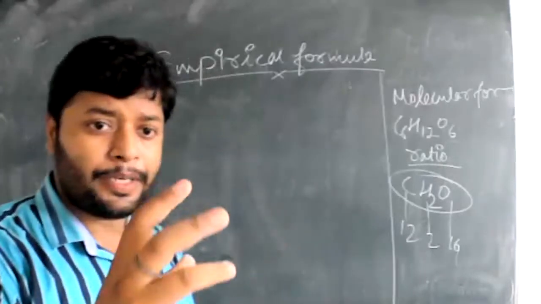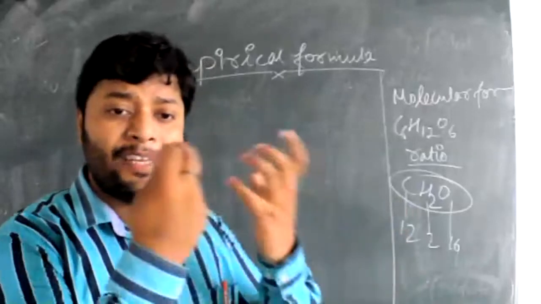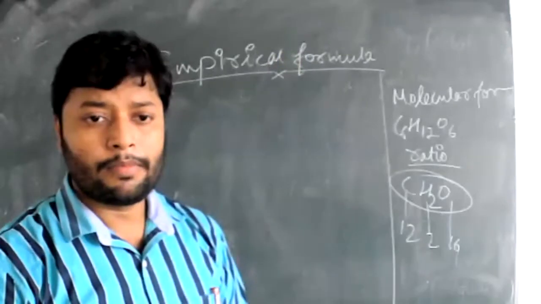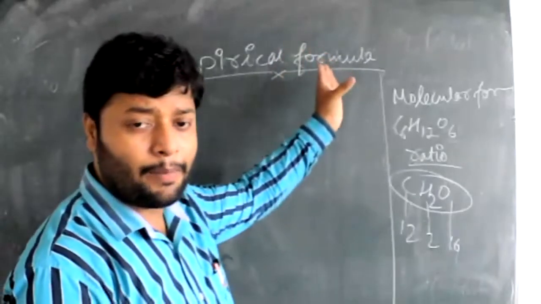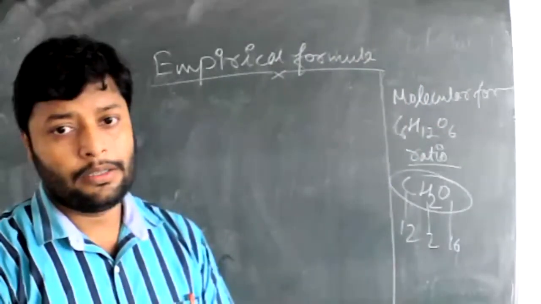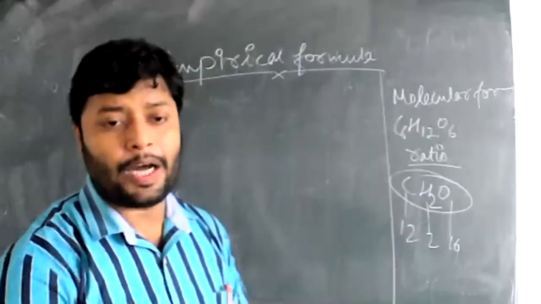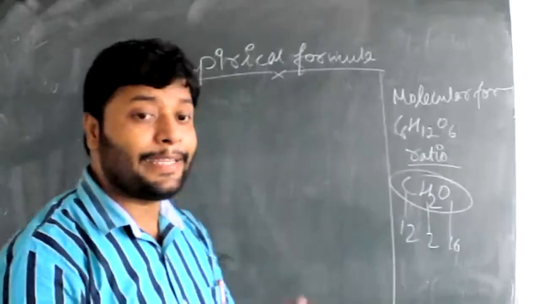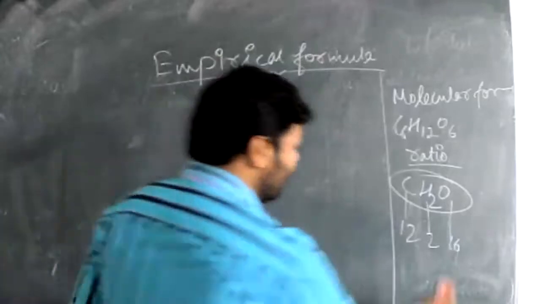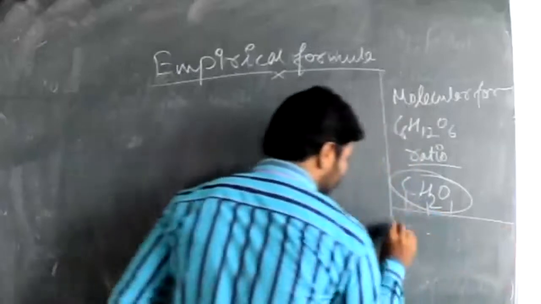So the concept of reaction of different elements to make a molecule can be evolved with the help of this empirical formula. And with the help of the empirical formula, we can get to the molecular formula. The molecular formula can be obtained through the empirical formula if we know the molecular mass.